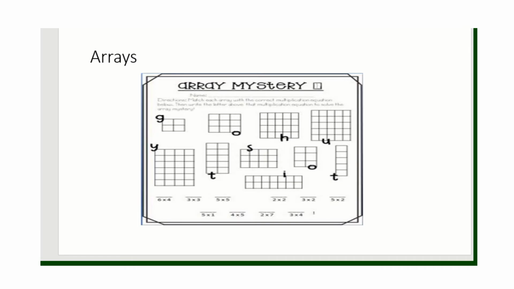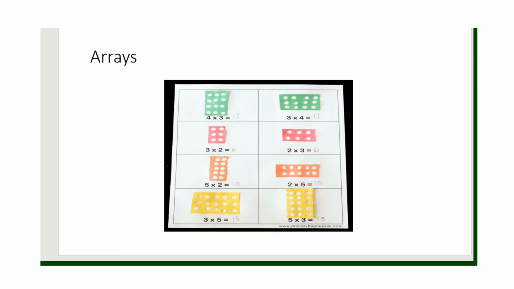Look at this, it's 5 rows of 1. Oh, what would that be? Have a think what that would be. It would be 3 rows of 2. So I wonder if you could, in your maths book, or even if you've got some paper, draw one of them and write me what it would be. Have a go.